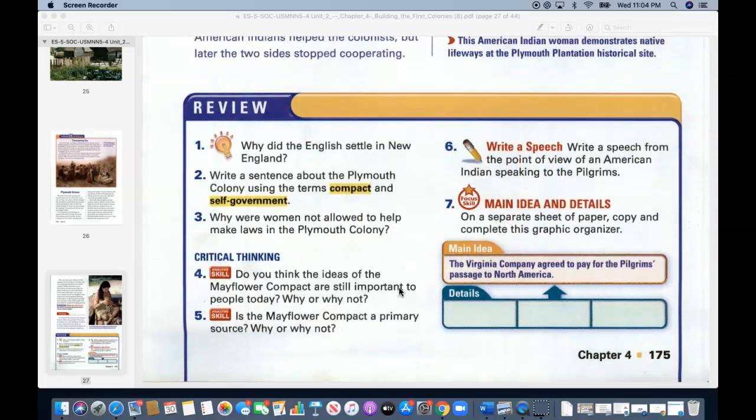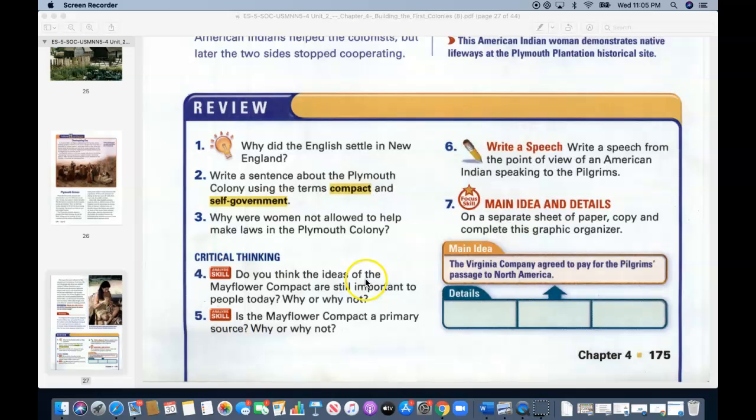Questions for review. Be sure you have answers. For small group work. Why did the English settle in New England? Write a sentence about the Plymouth colony using the terms compact and self-government. Why were women not allowed to help make laws in the Plymouth colony?